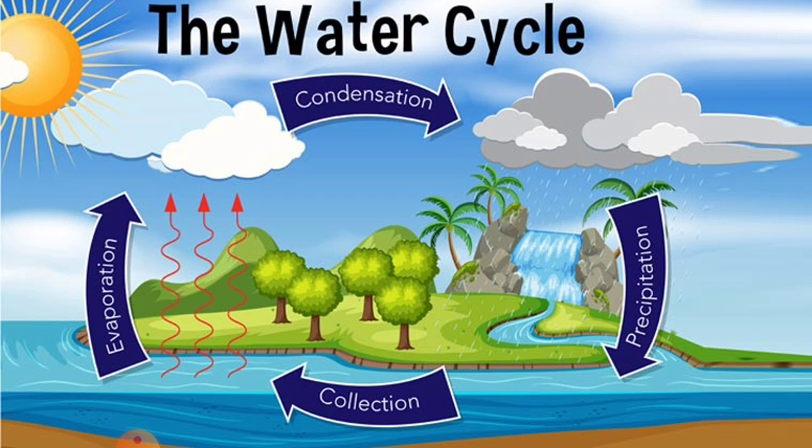Now let us know about the water cycle. During the daytime, when it is very hot, water evaporates from rivers, lakes, oceans, etc. and rises as water vapor into the atmosphere. On cooling, this water vapor changes back into water droplets and falls on earth in the form of rain. This entire process of change from one form to another is known as the water cycle. So children, this is the water cycle.